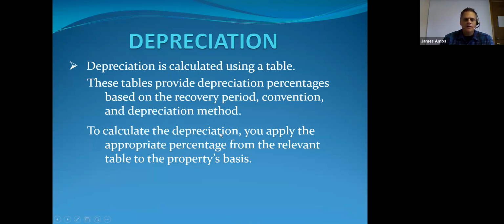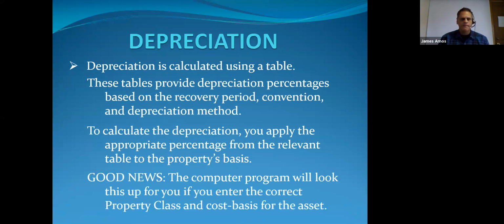Now, to calculate that depreciation, you apply the appropriate percentage from the relevant table to the property's basis. So you go to that table, look at the percentage you need, and then multiply the cost basis of that property by that percentage. That's how you determine it. Now, here's the good news. In real life, the computer program is going to look that up for you, but you still have to make sure to enter the right property class and the right cost basis for the asset.